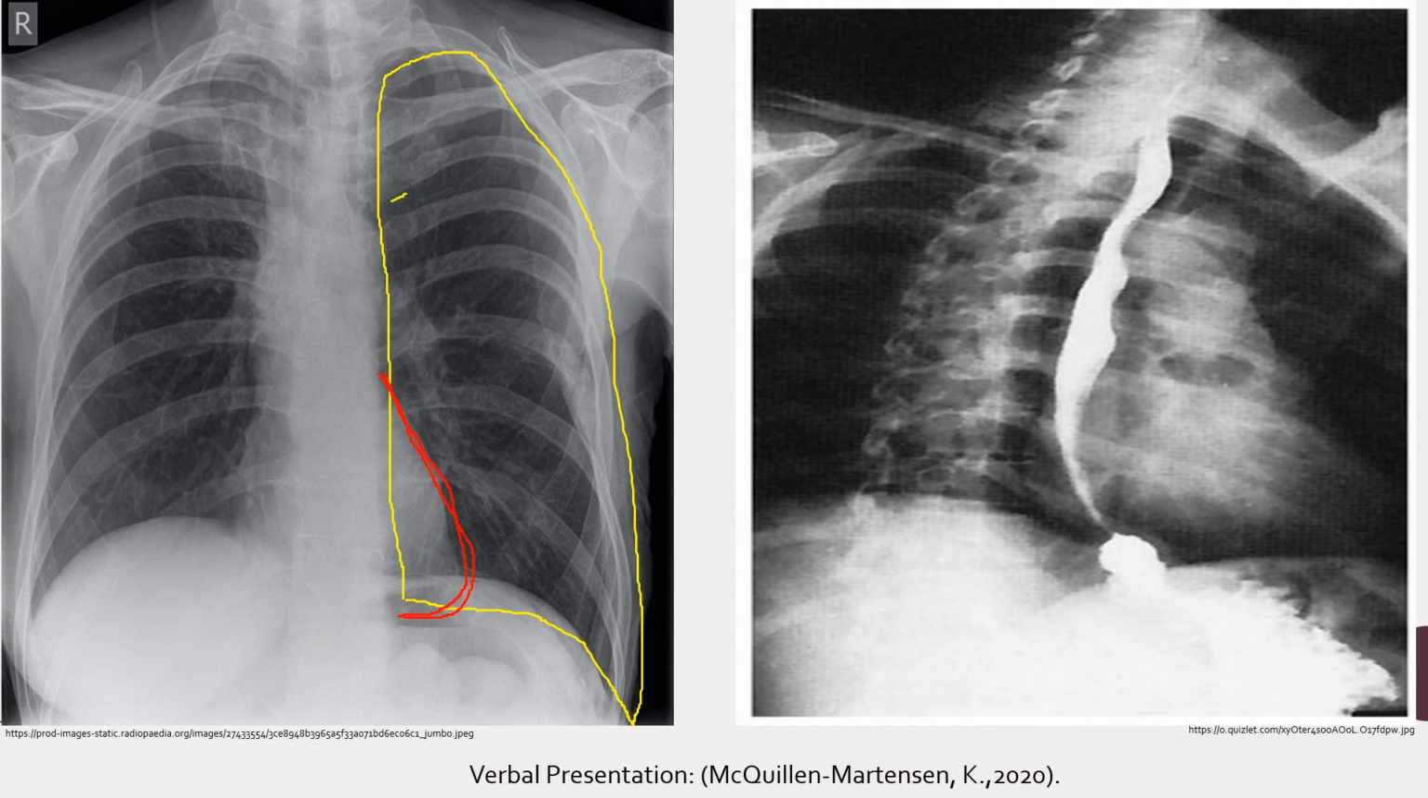Got some ribs coming off the back, so the posterior ribs coming around here. We have our first rib right about here. Clavicles coming in, articulating with the scapula here. Got a diaphragm down here as well. This is your diaphragm.